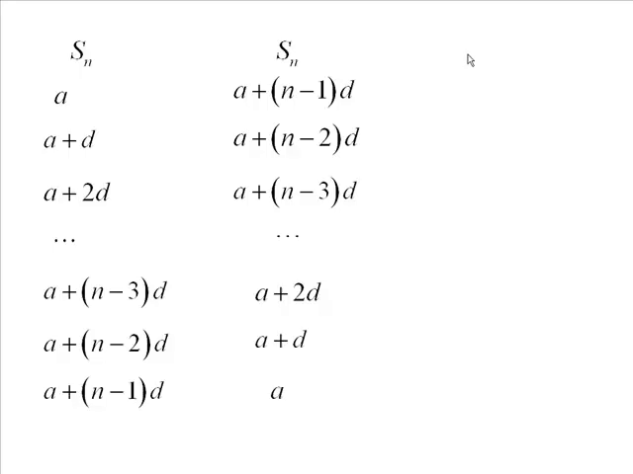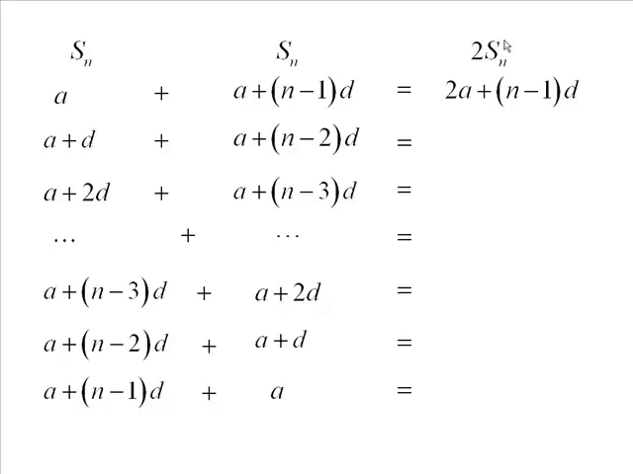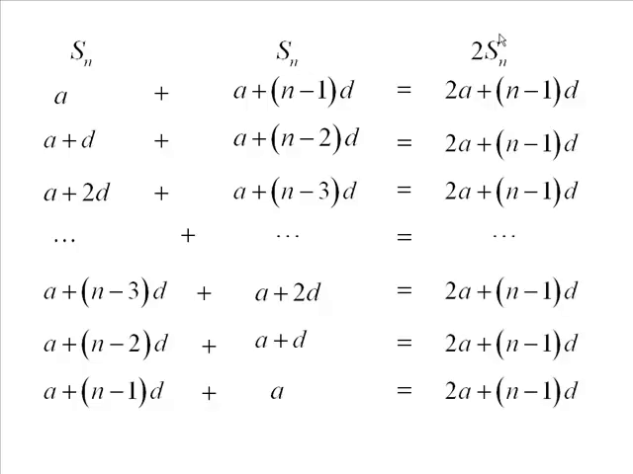And now we're going to add them across, add them horizontally together, and see what we get. Well, the first pair adds up to 2a plus n minus 1 d's. So does the second, if you look at it carefully, and the third, etc., etc. And the last three do the same thing. So when you add the two sequences sort of in reverse order across, you get the same answer each time.